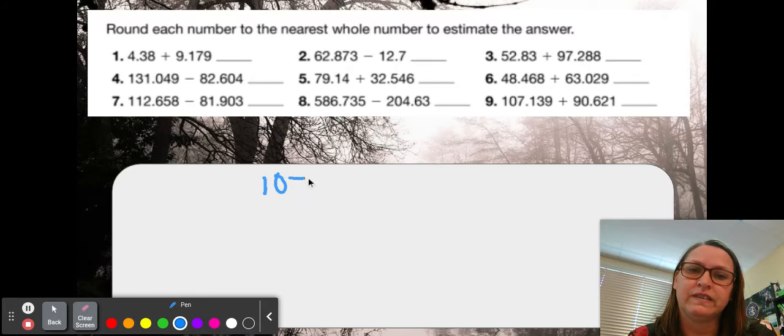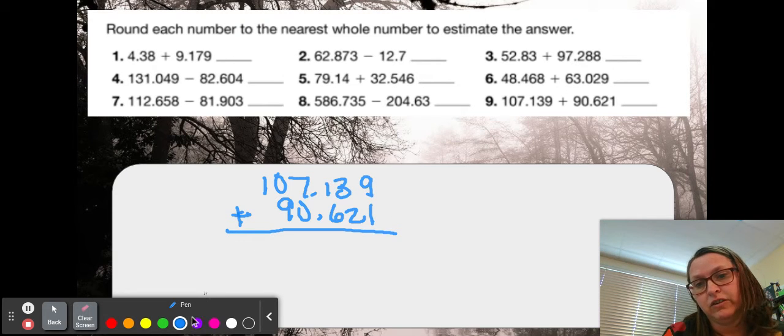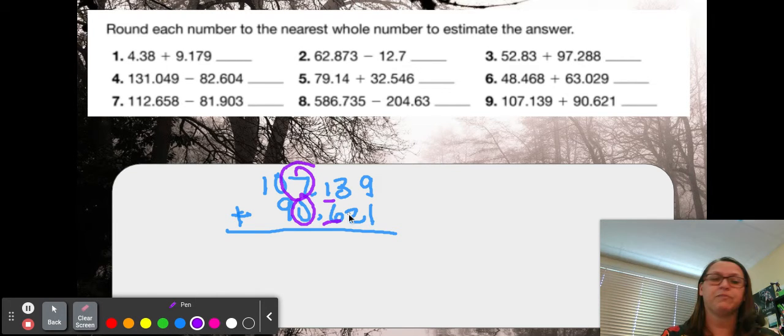I have 107.139 plus 90.621. I lined up my decimals. Now I've got to circle my numbers that are in the ones place. I've got 7 and I've got 0. And I'm looking next door. 1 is 4 or less, let it rest. So my 107 will stay 107.